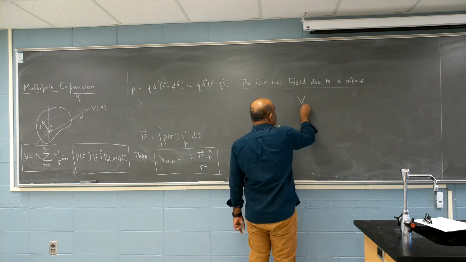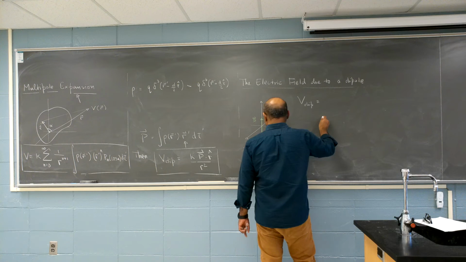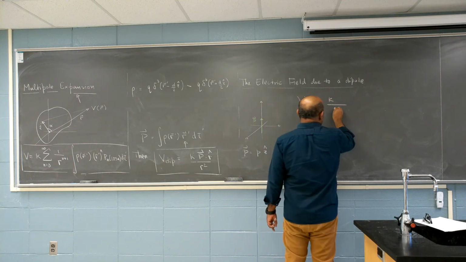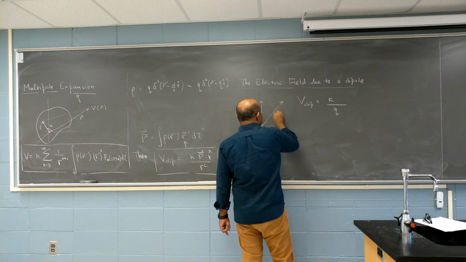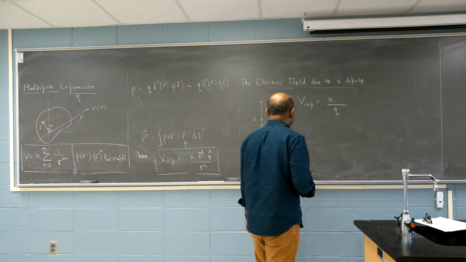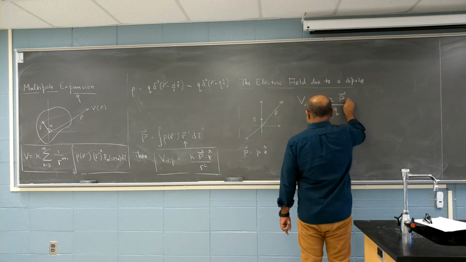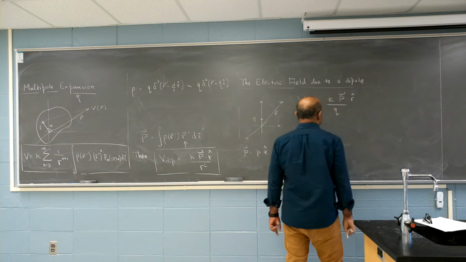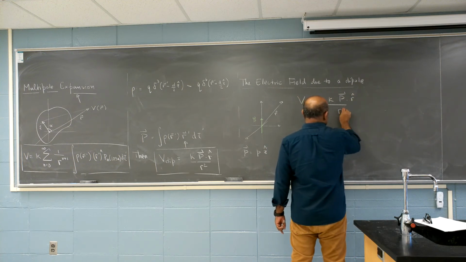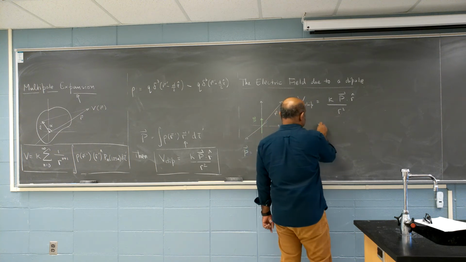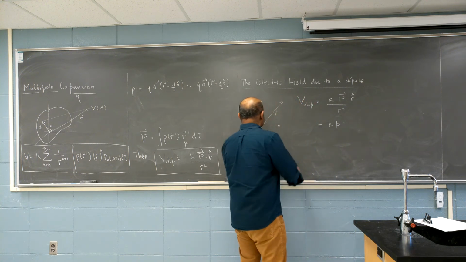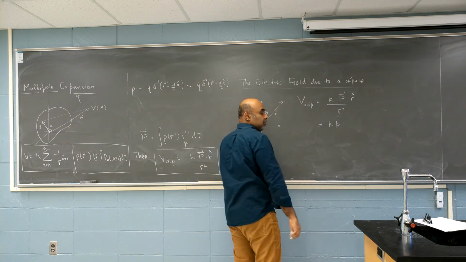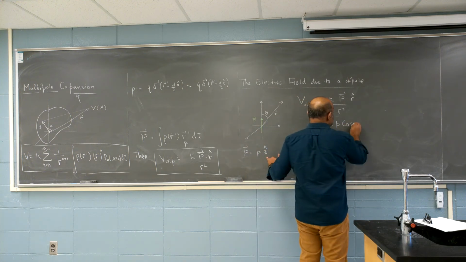So then the dipole potential is K over R squared. And if I need the electric field at any point, or the potential at any point, I get P dot R hat, oh, not R squared. And because I have picked my P along the Z-axis, the angle is indeed theta. So I have cosine theta over R squared.